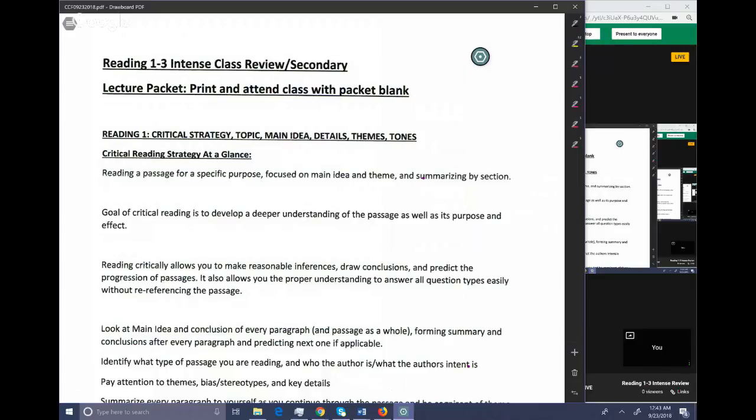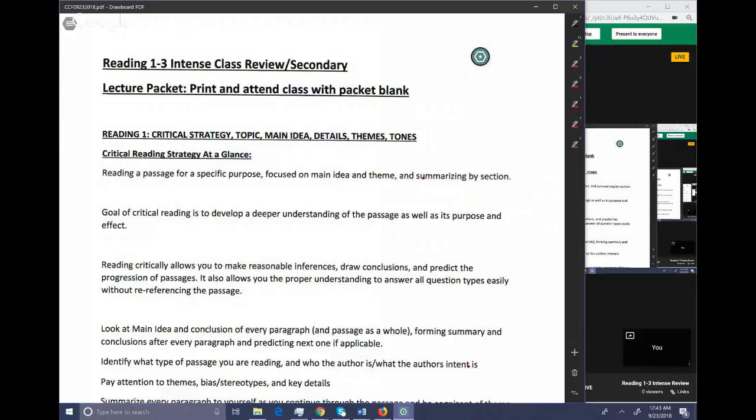So this will hopefully be a really streamlined experience, because now you've learned your critical reading strategy from Reading 1. You've learned about identifying the best main idea, your best details, your best topics. You've learned about themes and tones. You've learned about purpose and passage style, which is from Reading 2. And you've learned about logical conclusion and summary.